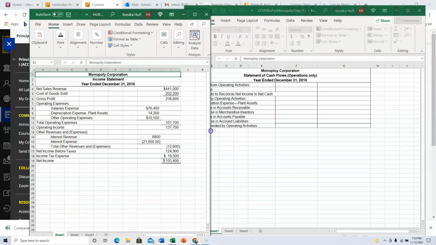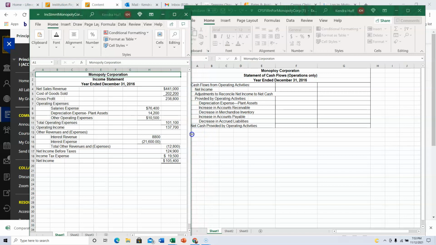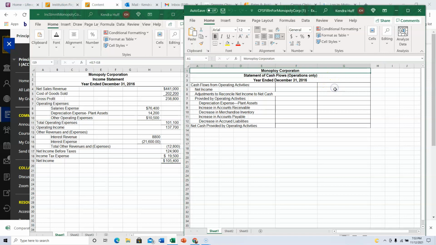All right, we're using the indirect method to do the operating section. And notice that it starts with net income, and that's just the net income off of the income statement. So this is going to come over here. You're going to do the 105,400.